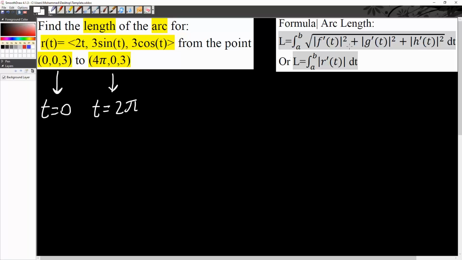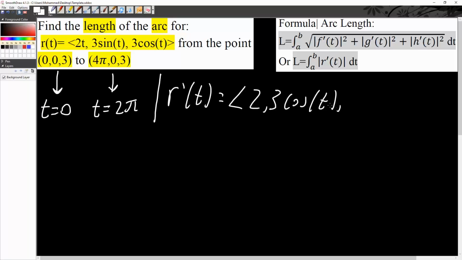And now we simply use our formula for arc length. We will use this one. So we have a would be 0, b would be 2π. We want to get the derivative of r(t), and we want to get the magnitude of r'(t). So let's just do it. So we want to get the derivative of r(t). So 2t would be 2, 3 sine t. The derivative would be 3 cosine t, comma 3 cosine t. The derivative would be negative 3 sine t.